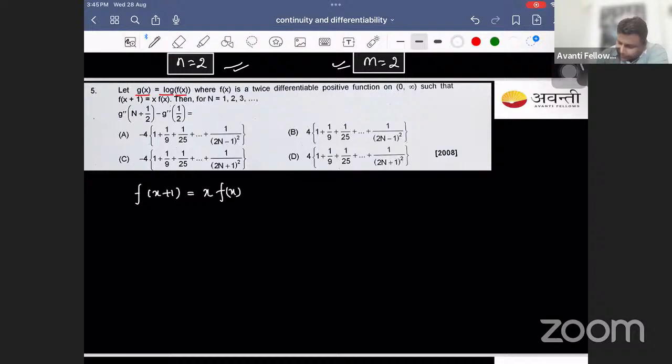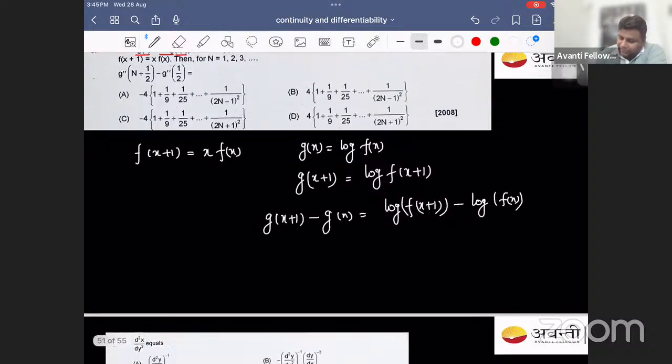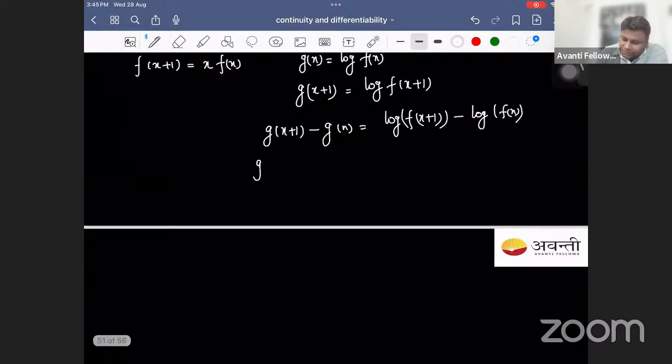Got it? See, what is g of x? G of x is log f of x. So g of x plus 1 will be log of f of x plus 1. Am I correct? If I subtract both of them, then g of x plus 1 minus g of x will be log of f of x plus 1 minus log of f of x. Got it? Now I will differentiate it once.